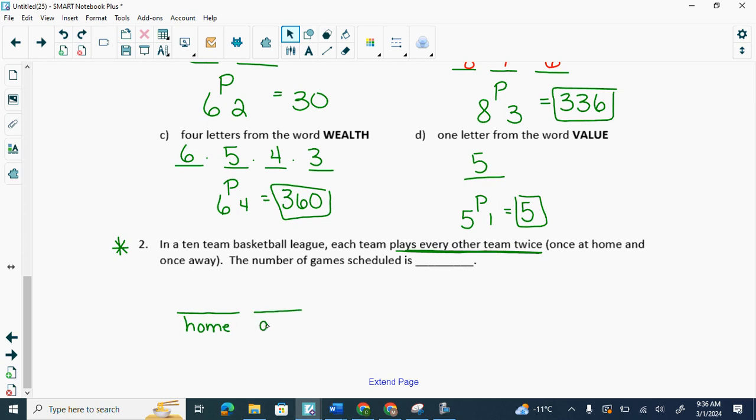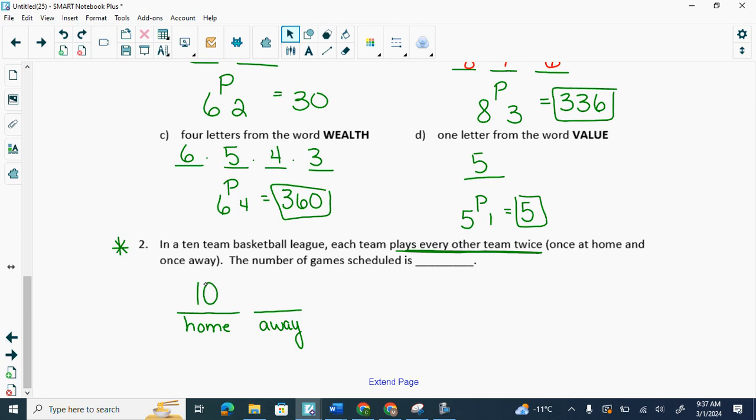order matters. Because home and away means order matters. It means that one you're at home, one you're away. And if you don't believe that home and away games order matters, ask someone who's played a sport. It's a lot better to play at home than away. So home and away does matter. Order matters. Okay?